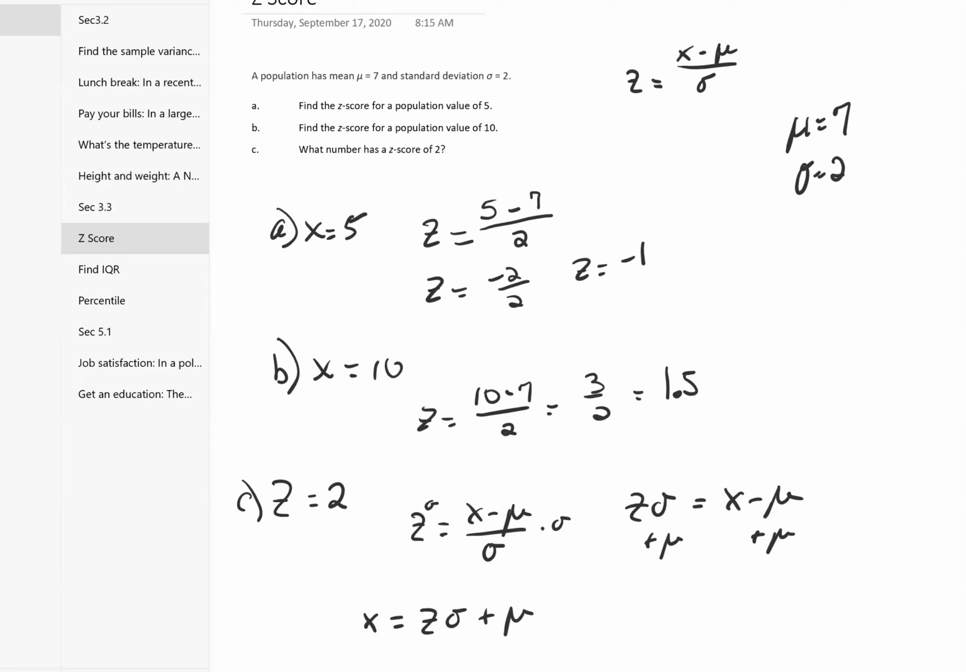So now I can put in my numbers. Z is going to be 2, because that's the z. Sigma is 2, plus mu, which is 7. So x is going to be 4 plus 7. So I get x is equal to 11 on that one.